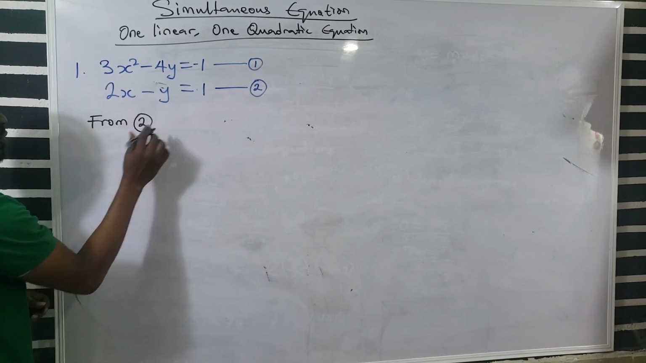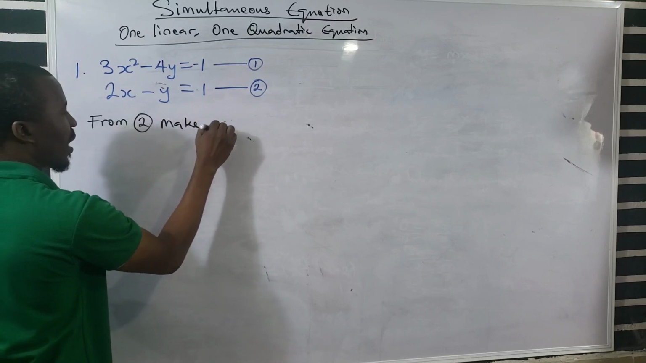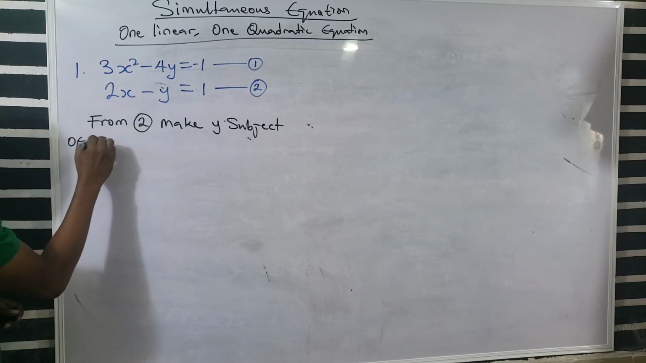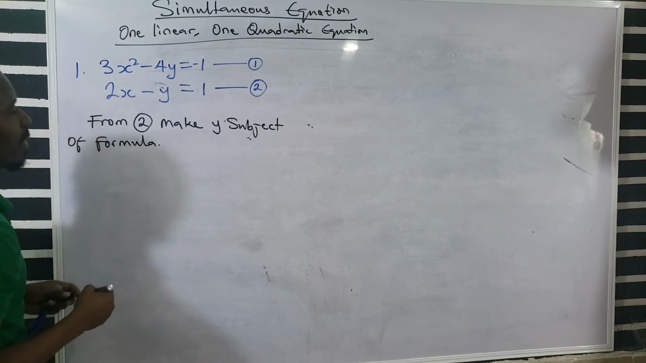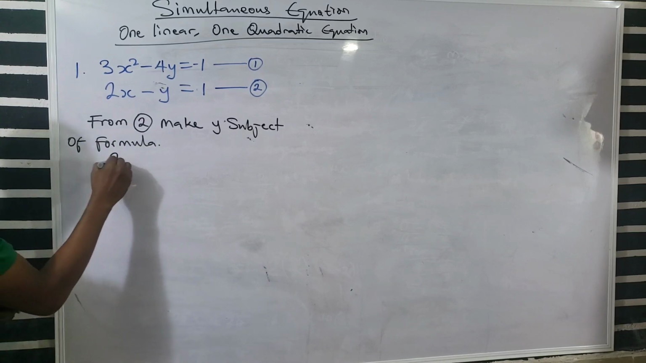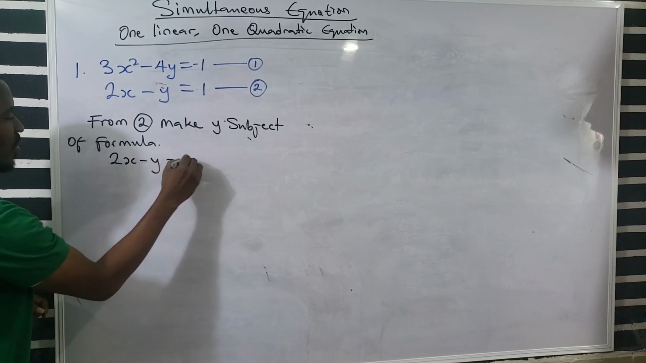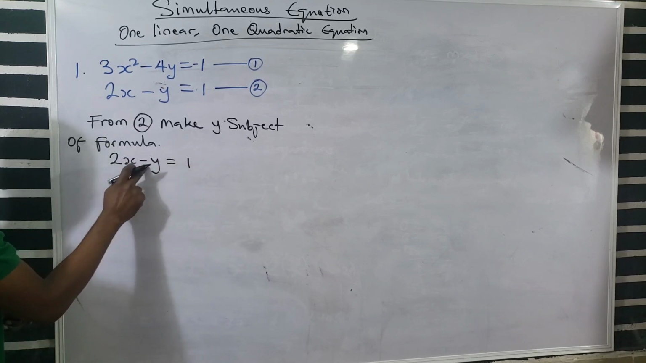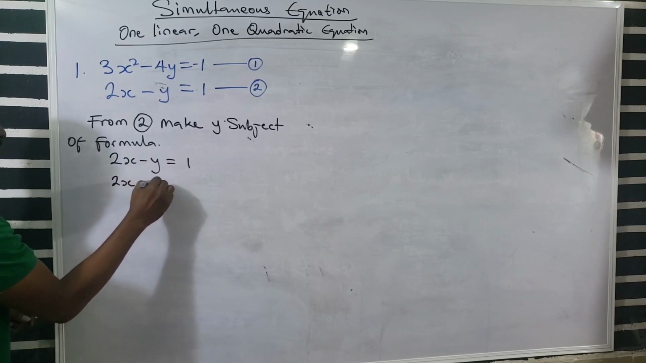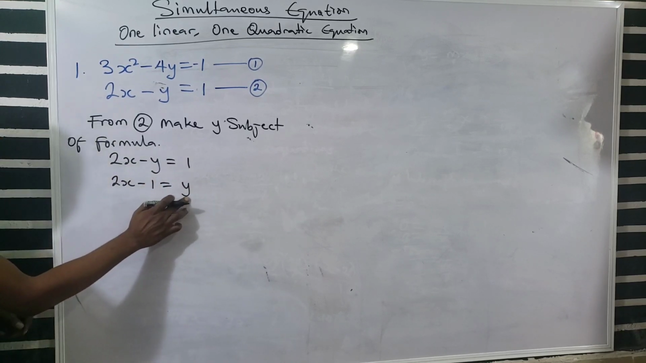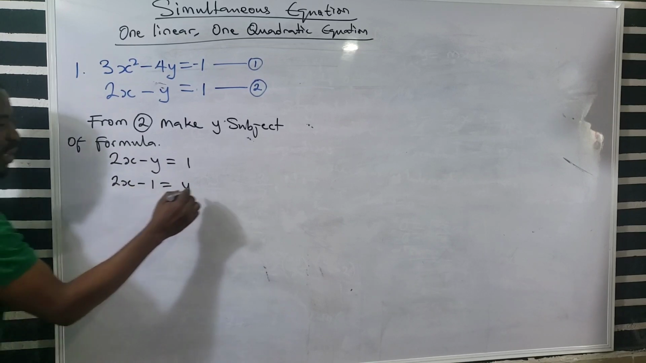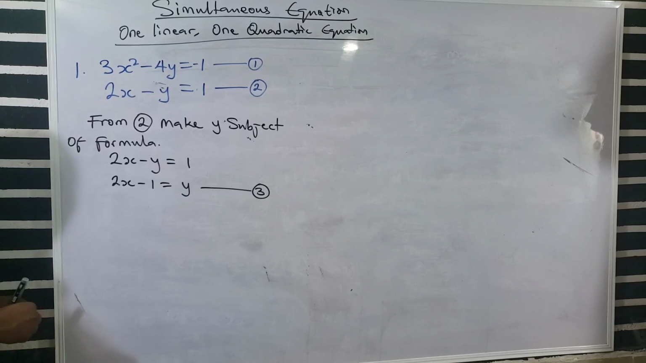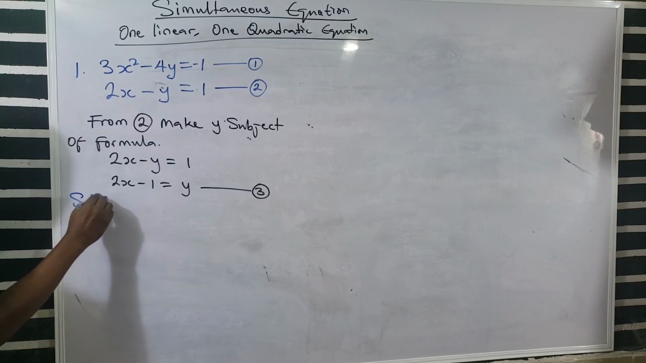From equation 2, make y subject of formula. So I have 2x minus y equals to 1. I will take this y over here, and I'll bring this 1 inside here. So that will give me 2x minus 1 equals to y. You can see that y equals 2x minus 1. So that gives me equation 3.